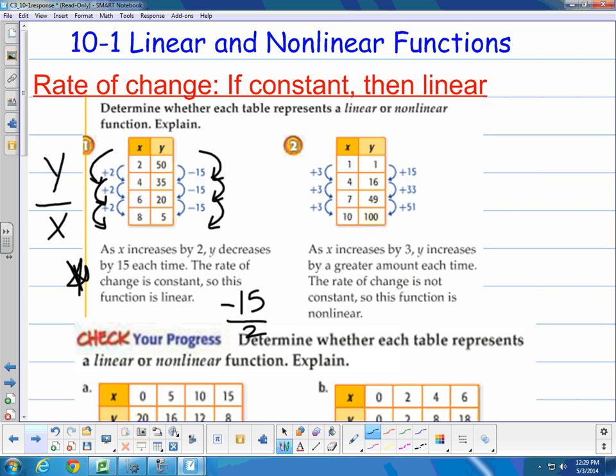Looking at number 2 then, we're going to look for the same things. Our change in y compared to our change in x. Are they remaining constant with each other or are they not? That's what's going to tell us if it is linear or nonlinear. So here we see as x increases by 3, which it does every time, y increases by a greater amount each time. Y is not consistent, so the rate of change is not constant, so the function is then nonlinear. It is not a straight line.